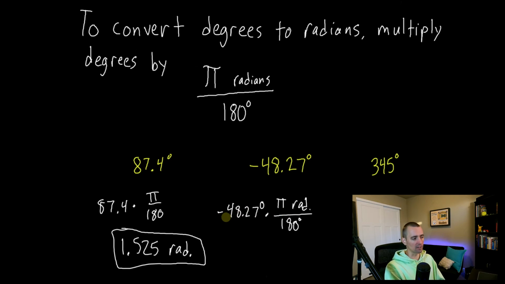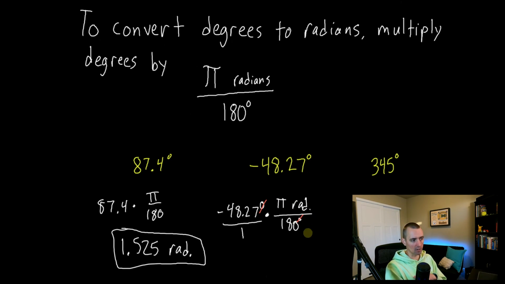Multiplying fractions, or any number times a fraction, multiplying this number, negative 48.27 degrees, by this fraction is basically the same as saying negative 48.27 degrees over 1 times pi radians over 180 degrees, okay? And to multiply fractions like this, you just multiply straight across. However, something that's on the top of one fraction can actually cancel with something on the bottom of the other. And that's exactly what happens with our units.